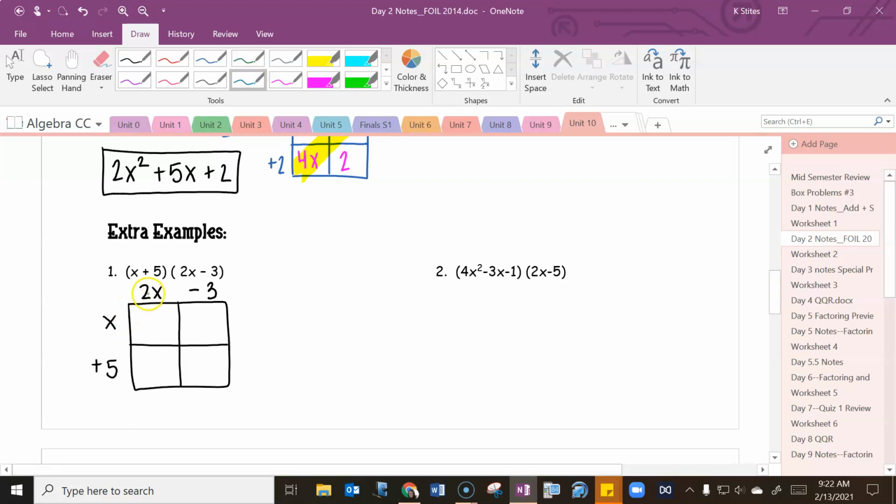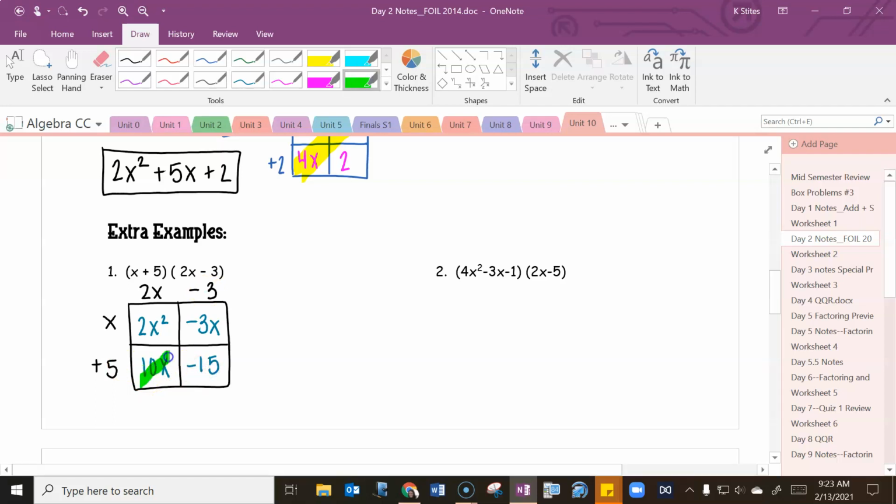X times 2x is 2x squared. X times negative 3 is negative 3x. 5 times 2x is 10x. And 5 times negative 3 is negative 15.